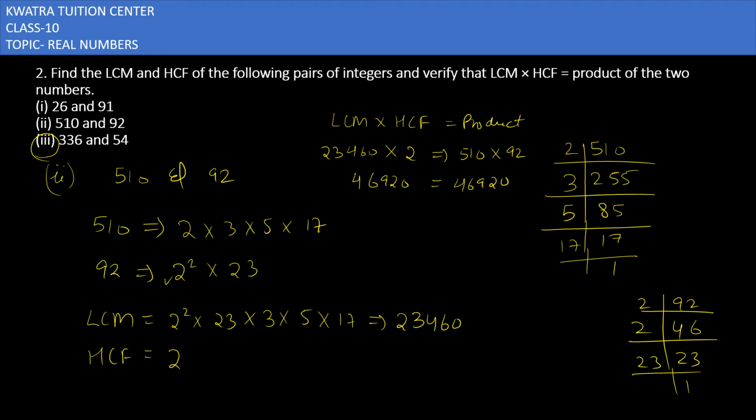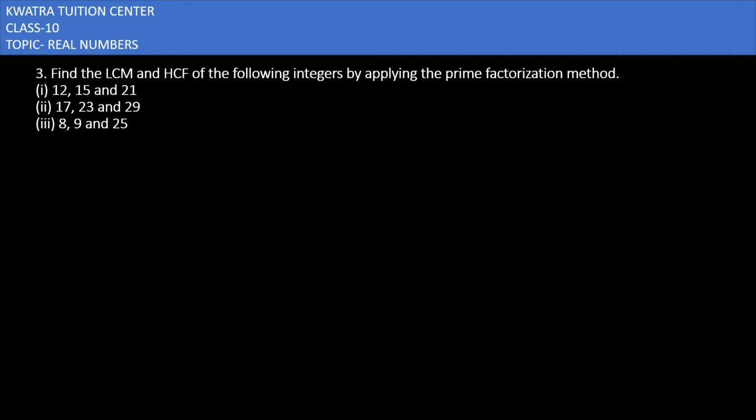Now we'll be moving to the third question of exercise 1.2. Let's start with the third question. It says find the LCM and HCF of the following integers by applying the prime factorization method. We have to apply the prime factorization method and find the LCM and HCF. So first, what do you have? 12, the second number is 15, the third number is 21. Now how can you write 12 as prime factors? You can write it as 2 square into 3. How can you write 15? 3 into 5. How can you mention 21? 3 into 7.